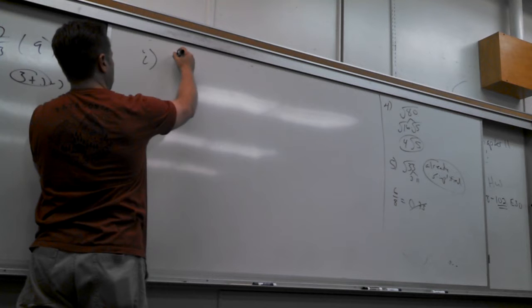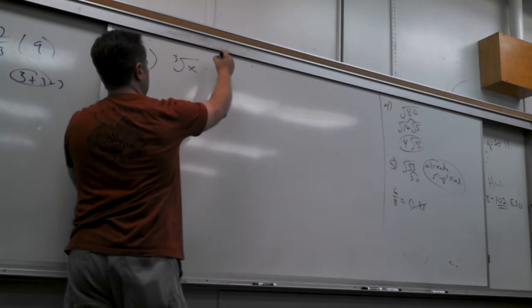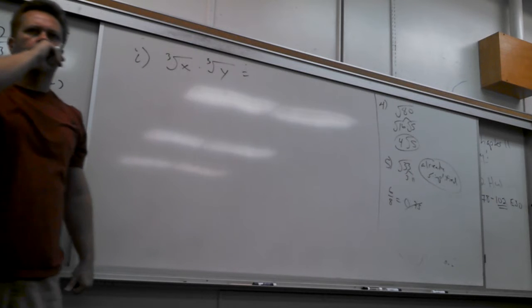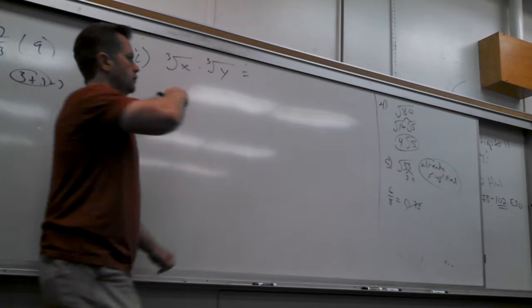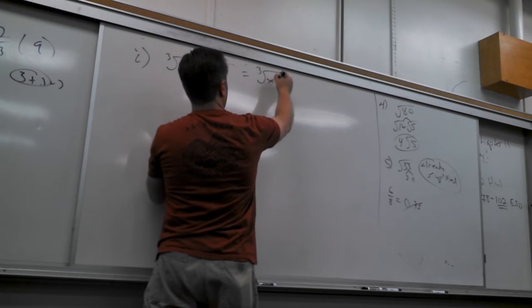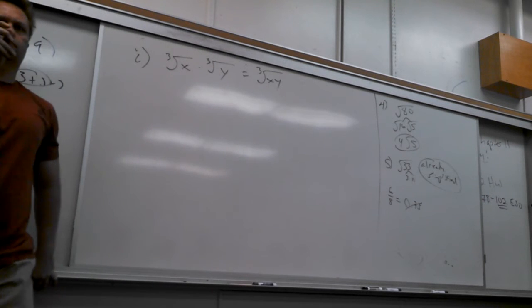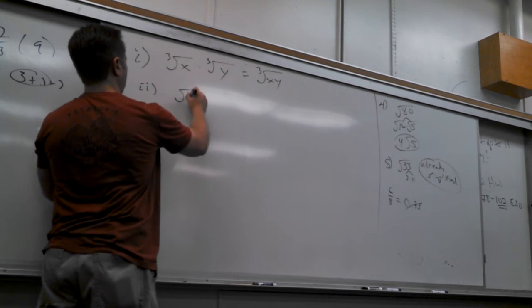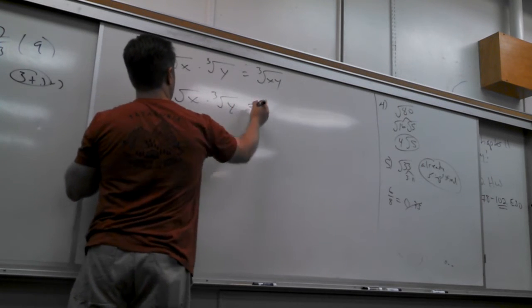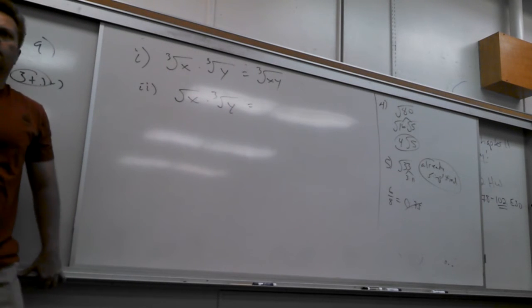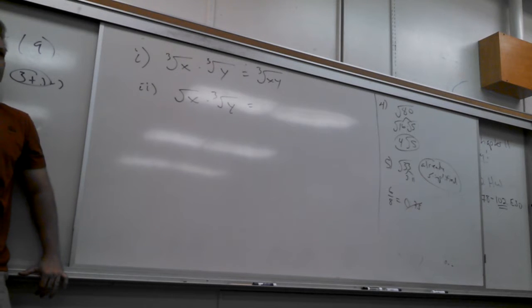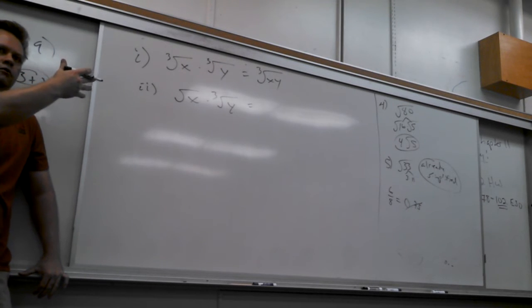If I said, what's the cube root of x times the cube root of y? That would be the cube root of xy. Cool. As long as the roots are the same. So what's the square root of x times the cube root of y? Can't do it, or already done, as much as you can. Why can't you do that? Because the roots are not the same.